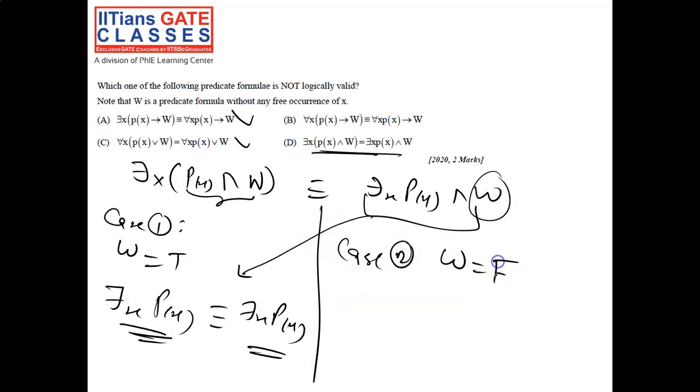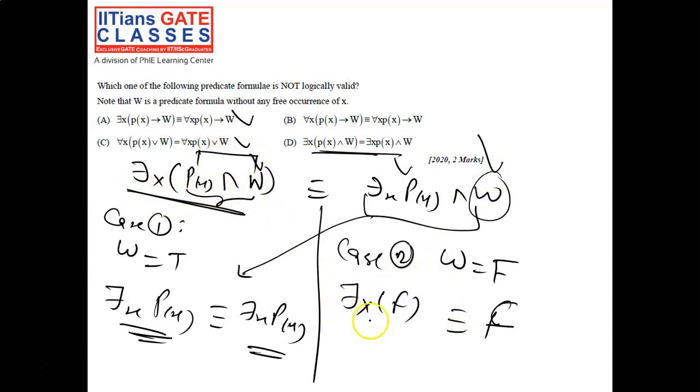What if w is false? If w is false, then the RHS will become completely false, because if w is false, then this and false is nothing but false. So this thing will become there exists x false, so this is also false. Basically, for every element it is becoming false. So there exists x false means it is also false. False is equivalent to false.